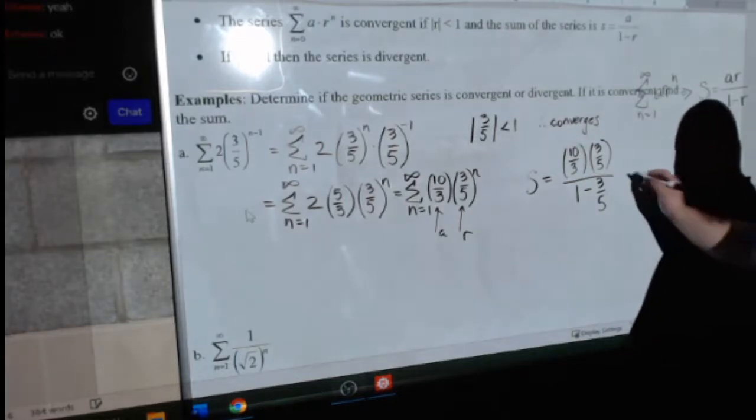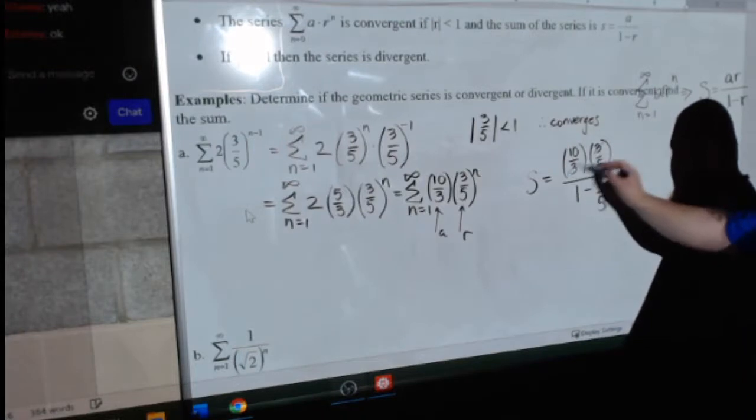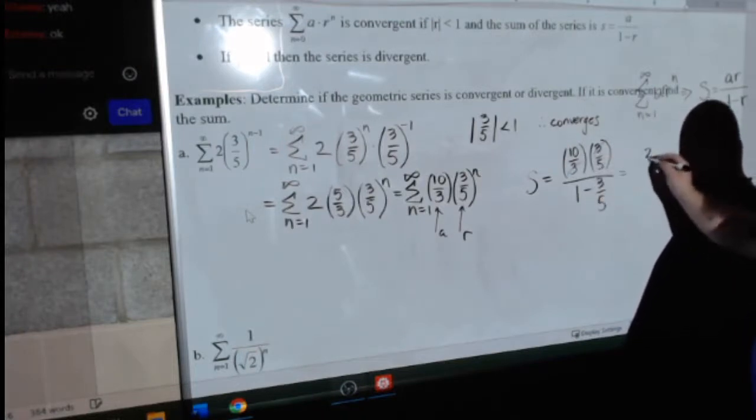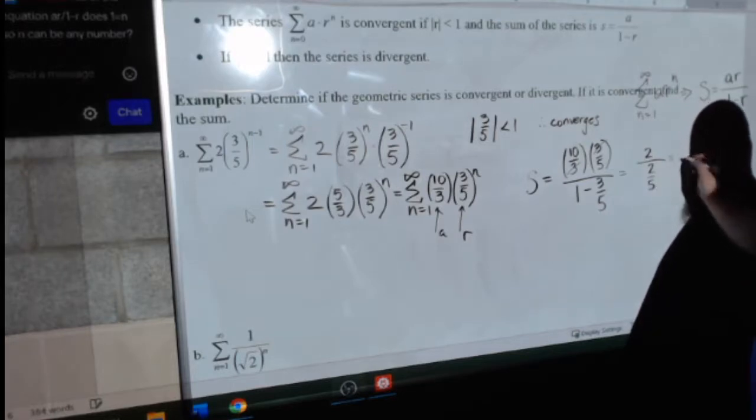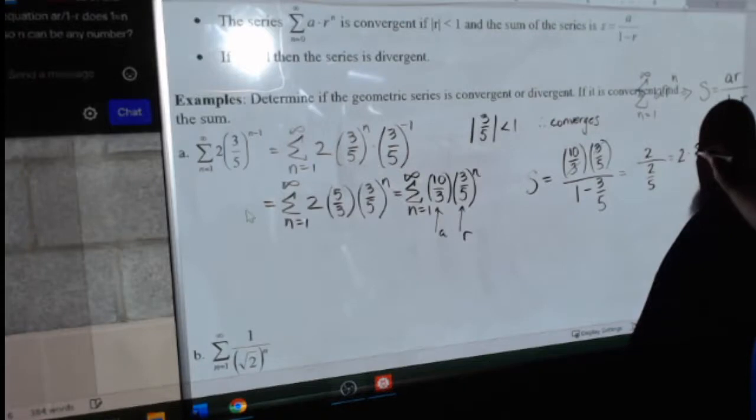So then we can simplify. These 3's can go. 10 over 5 is 2. 1 minus 3/5, that's 2/5. This is 2 times 5/2, which results in just 5.